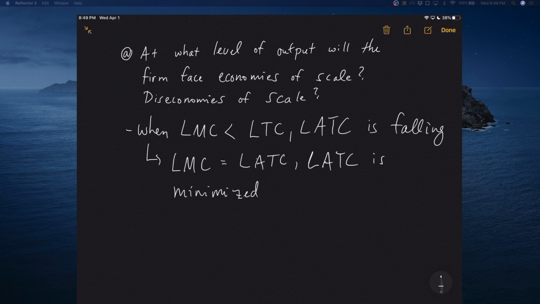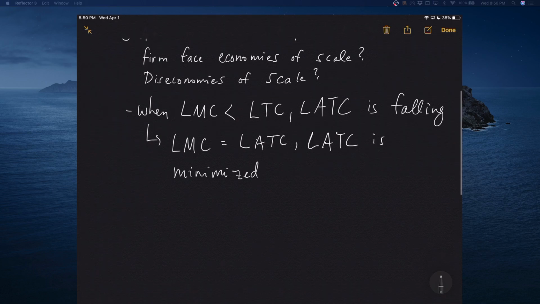Think about the GPA example for marginal cost and how marginal cost, when it was below the average cost curve, pulled average cost down, and when it was above the average cost curve, it pulled the average cost curve up. Okay? When we're pulling down, that's when we have economies of scale, and when we're pulling up, when the costs are increasing, we have diseconomies of scale.